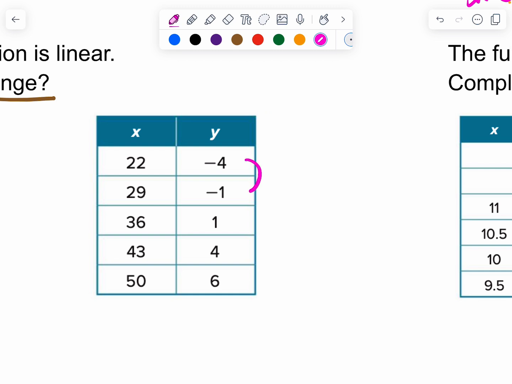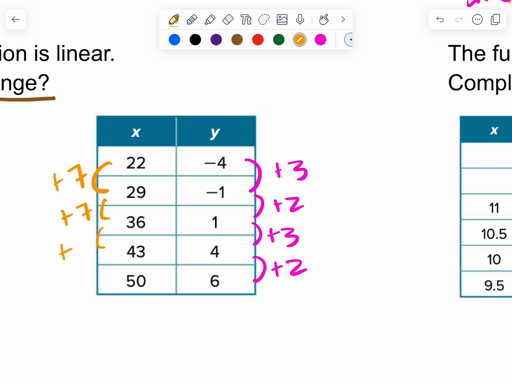This one went up by 3, up by 2, up by 3, and up by 2. Some of you might be saying, oh, no, it's not linear. It didn't go up by the same amount. But you have to be careful. Did it go up by the same amount on this side? This went up plus 7, plus 7, plus 7, plus 7. So that side went up the same. So 3 over 7 and 2 over 7. So no, it is not linear.